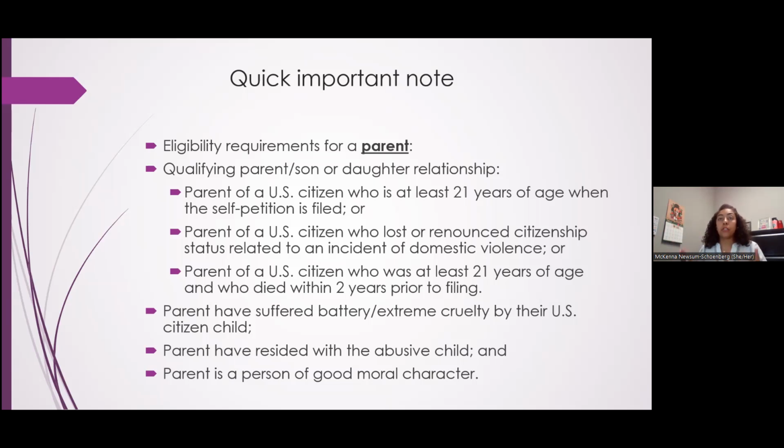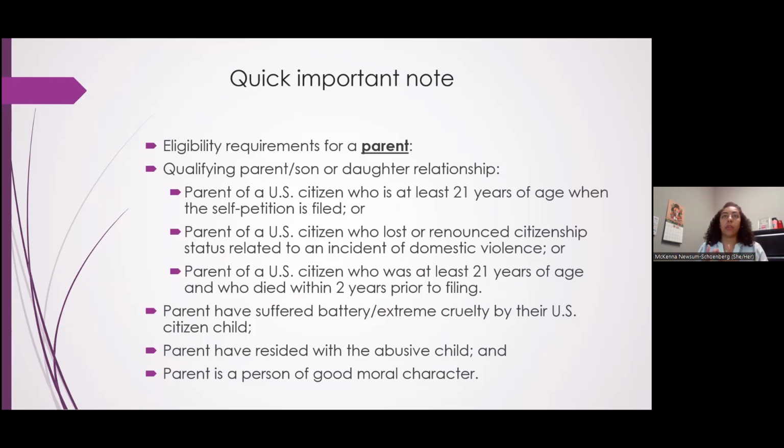Okay. Parents will also have to show that they suffered battery or extreme cruelty at the hands of their U.S. citizen child. The parent must have also resided with that child. So, if you are a dad who has never lived with your children who are abusive nonetheless, you don't have that qualifying cohabitation piece. Okay, so you must have lived together.